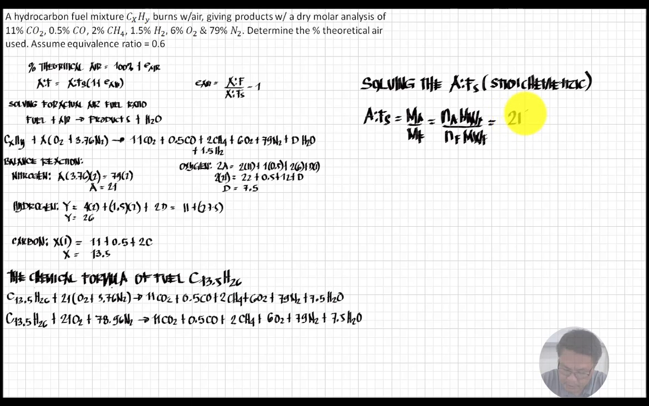This is 21 times 32. Then plus, we have for your nitrogen, that will be 78.96 times 28.